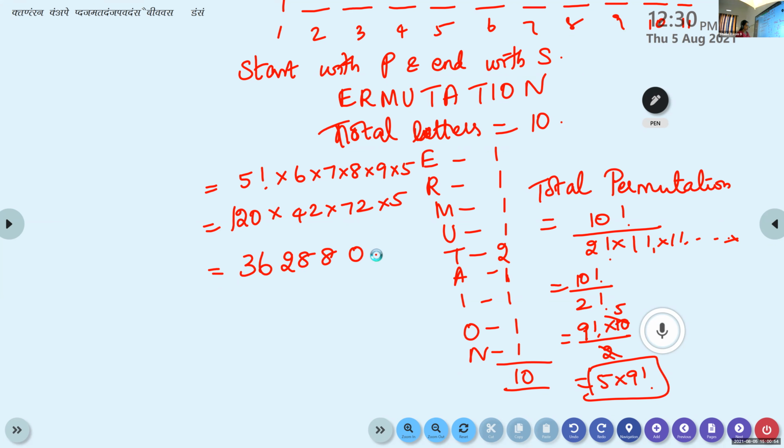362,880. Is it correct? Shabarinath, calculated? Okay, do it. You got 1814400. Repeat it. 1814400.